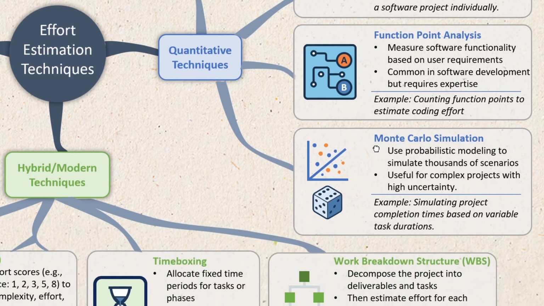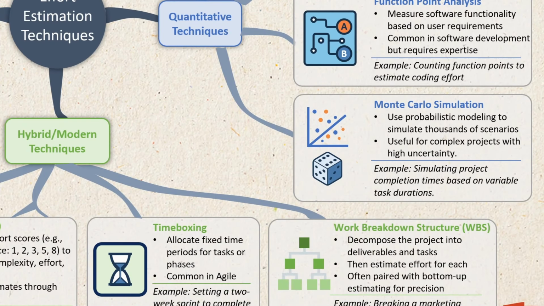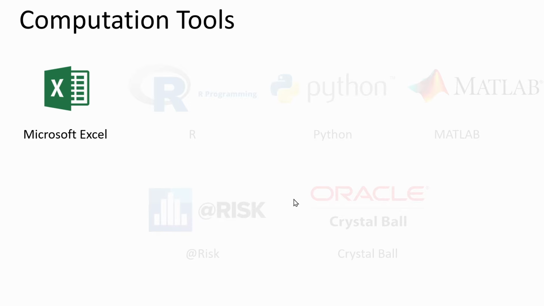The fourth technique we have under quantitative techniques is Monte Carlo simulation. Monte Carlo simulation runs thousands of scenarios using task duration ranges to estimate effort. So it excels at handling uncertainty, but it requires computational tools. Computational tools required for Monte Carlo simulation can be as simple as, say, Microsoft Excel. So with Excel, you can build simple models.